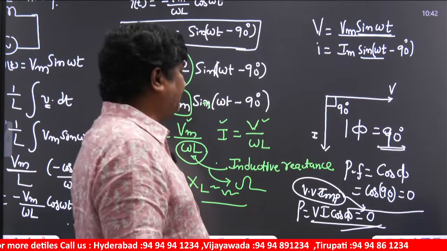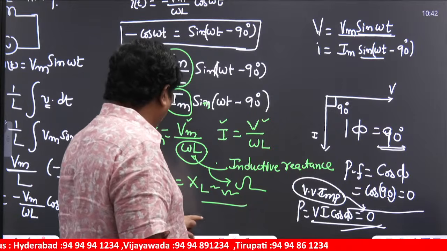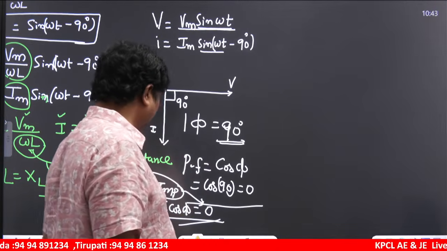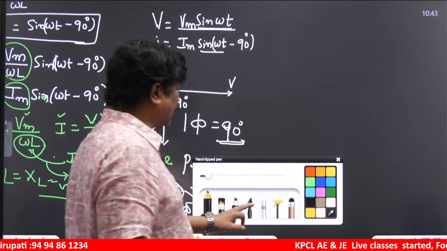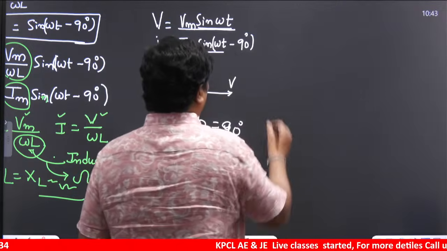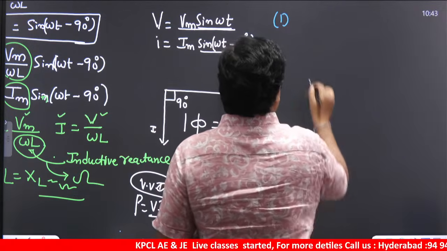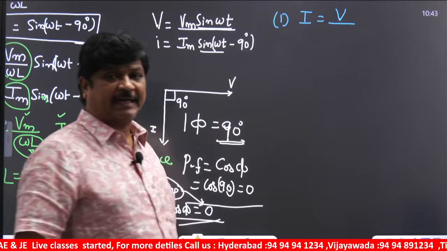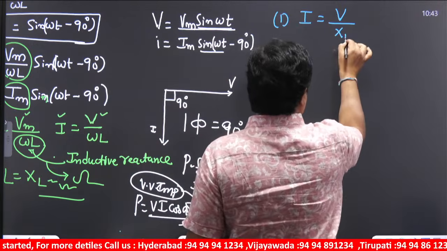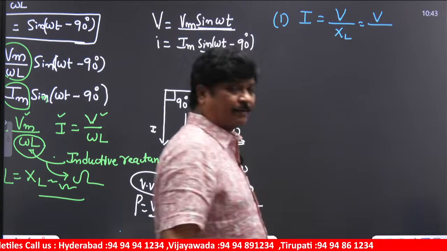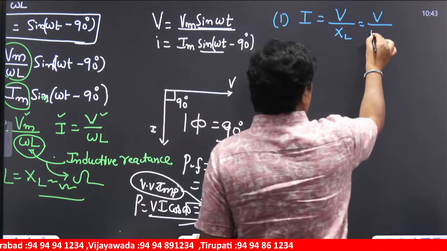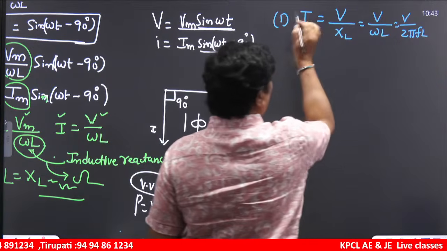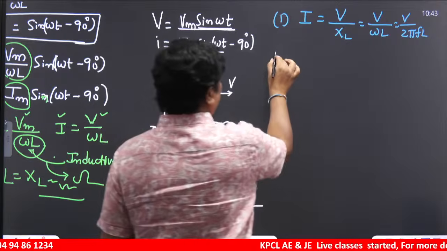Now, what are the important conclusions in a pure inductive circuit? Number 1 point: the current formula is I is equal to V by XL, which is V by omega L, or V by 2 pi f L, all are the same. This is the current formula. Second one.